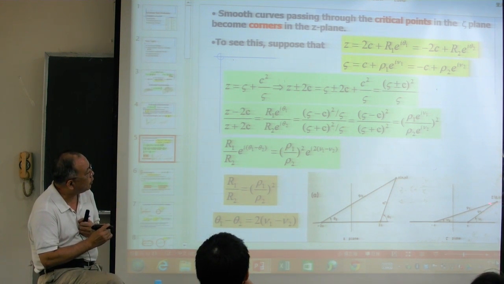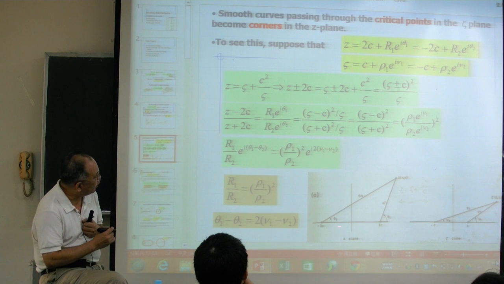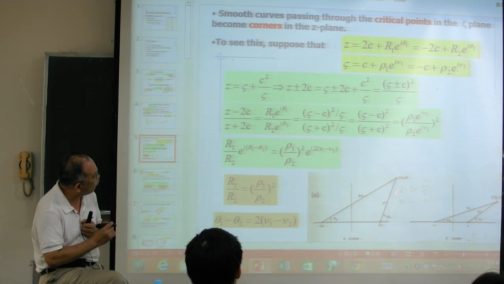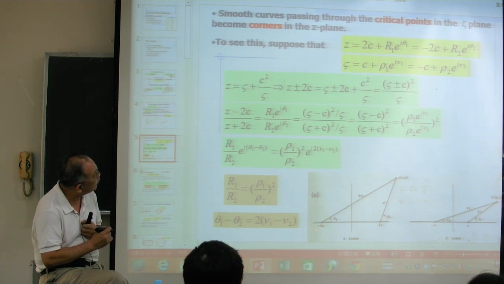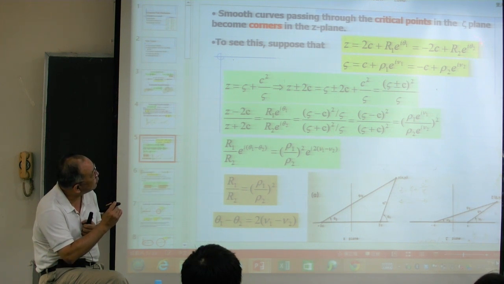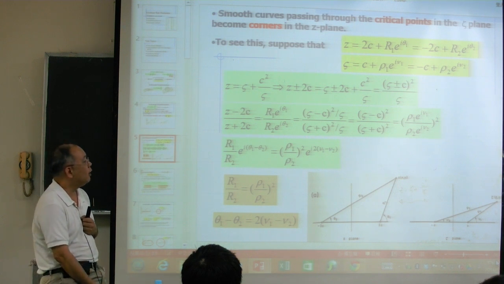And then this point, through the transformation, we will transform to here, for example. And then in the Z-plane, I also use the positive 2c and minus 2c as reference points. For this point here, the coordinate Z will be equal to 2c plus R1 times e to the i theta 1. And for this coordinate, using this as reference, it becomes minus 2c plus R2 times e to the i theta 2. So I can write it like this for a general point.